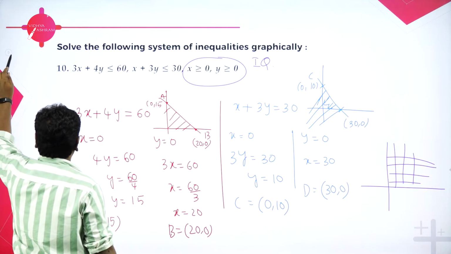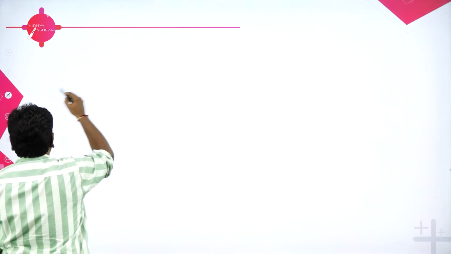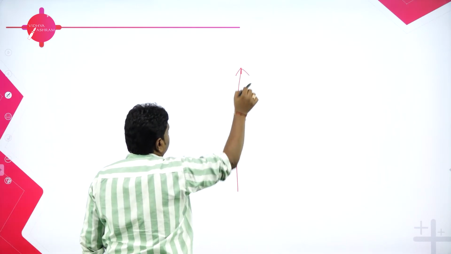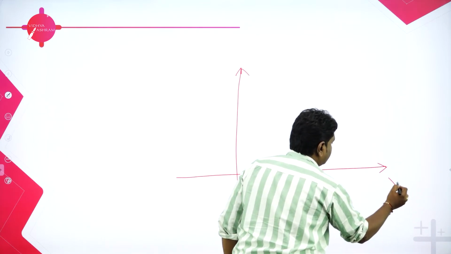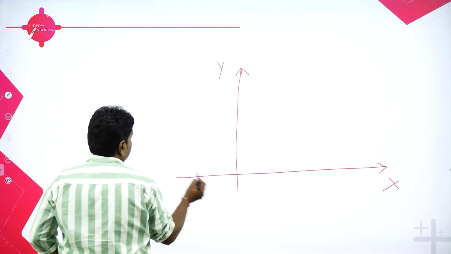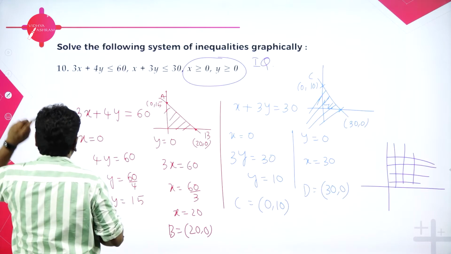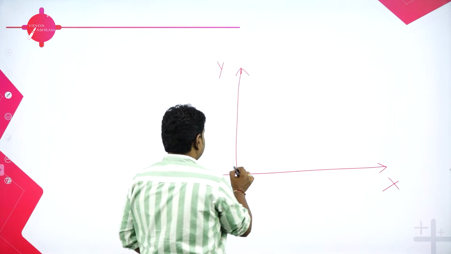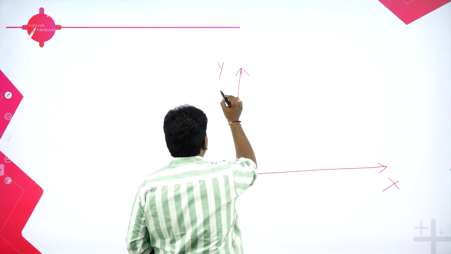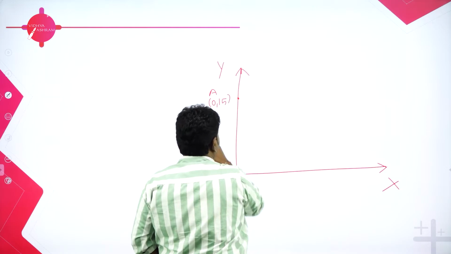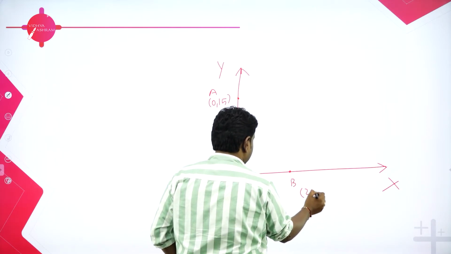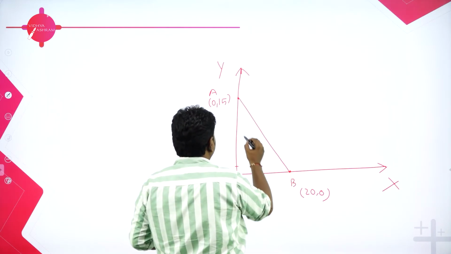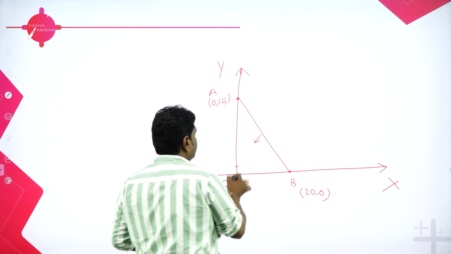So now we'll do the graph for this. We'll draw the axes, x-axis, y-axis, origin, and the first line: 0, 15 and 20, 0. Suppose this is 15, 0, 15, that is A, B is 20, 0. You take 1 centimeter equal to 1 unit and plot the graph properly. And shading was below, arrow mark I'll put.